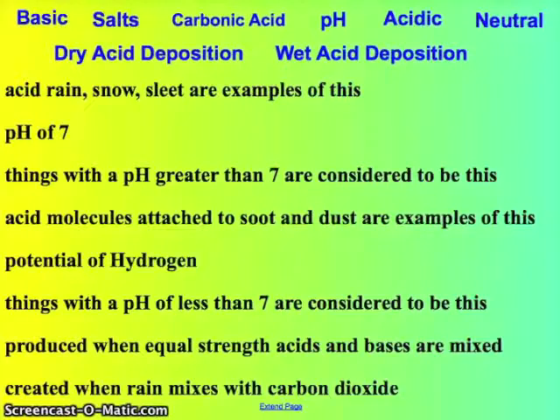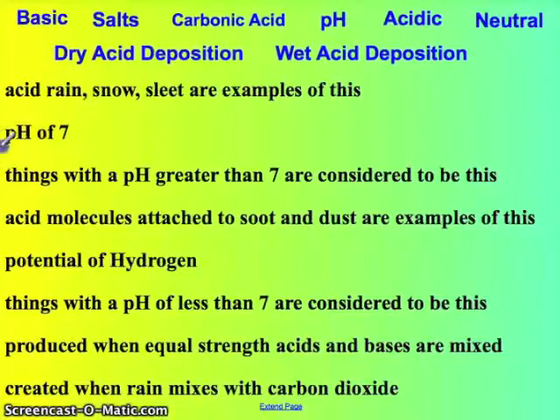Do you know a lot of the definitions? For example, acid rain, snow, sleet are examples of this. Well, look around. Are they examples of pH? No, that doesn't make sense. Examples of carbonic? No, that doesn't make sense. How about salt? Well, no. So you can start to figure out what makes sense and what doesn't make sense.